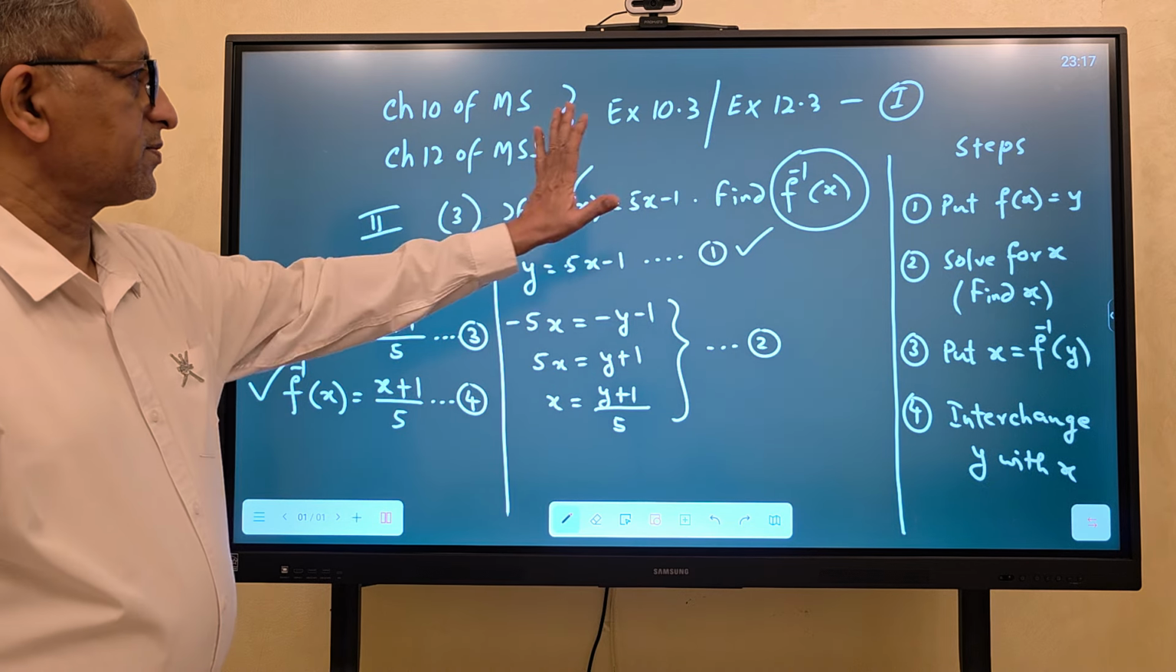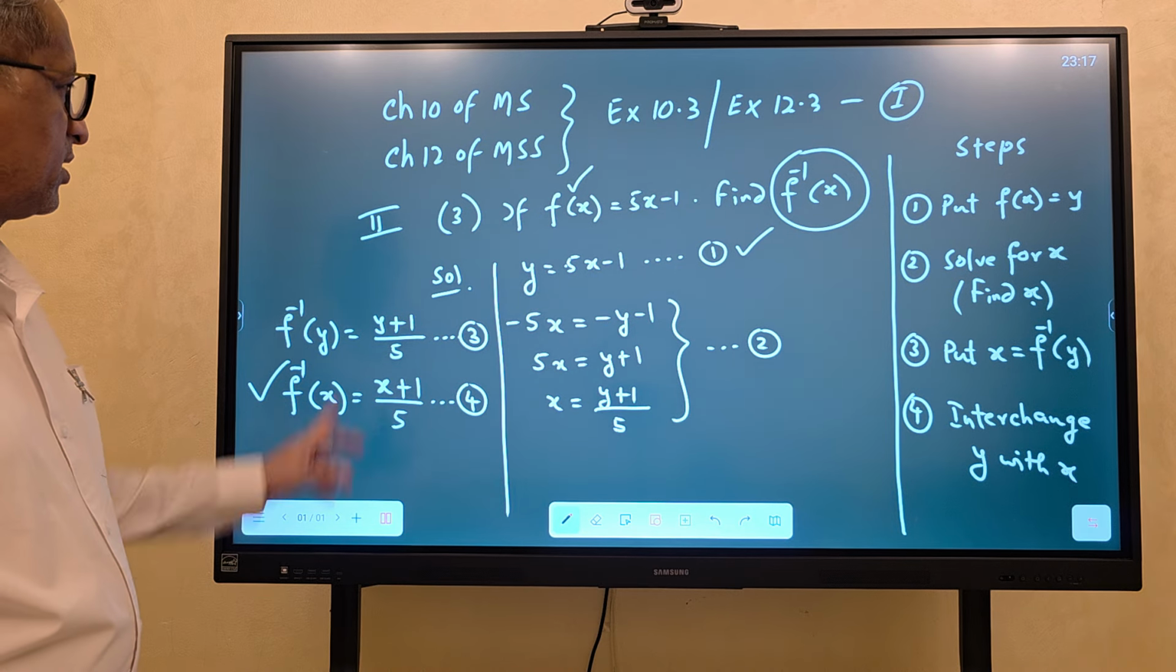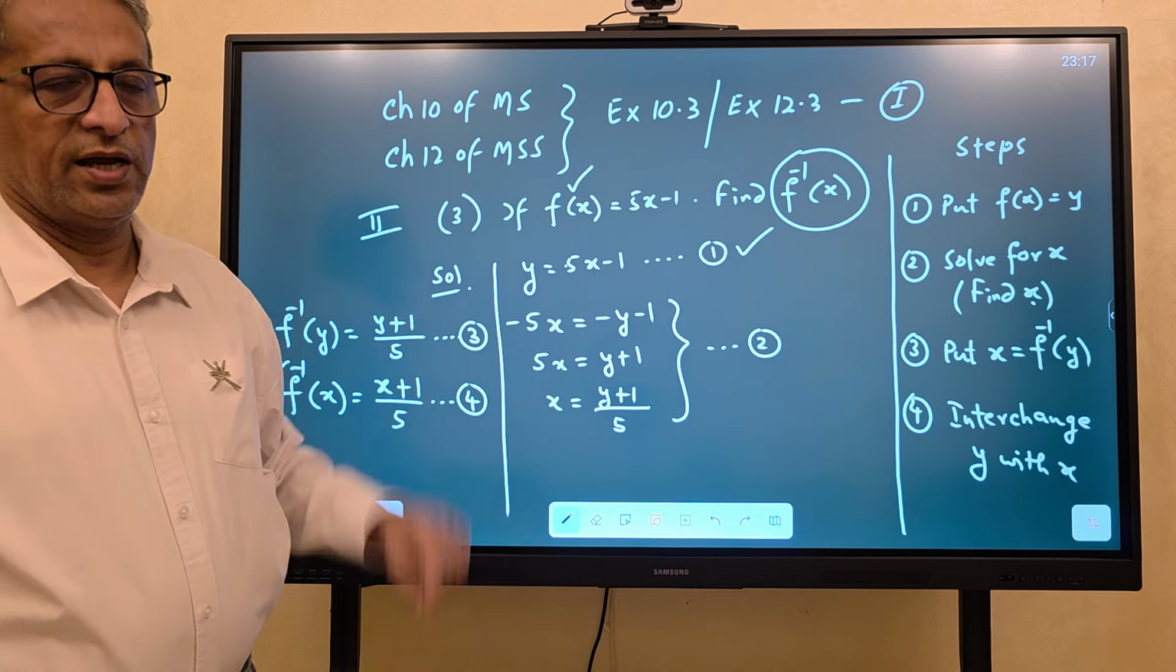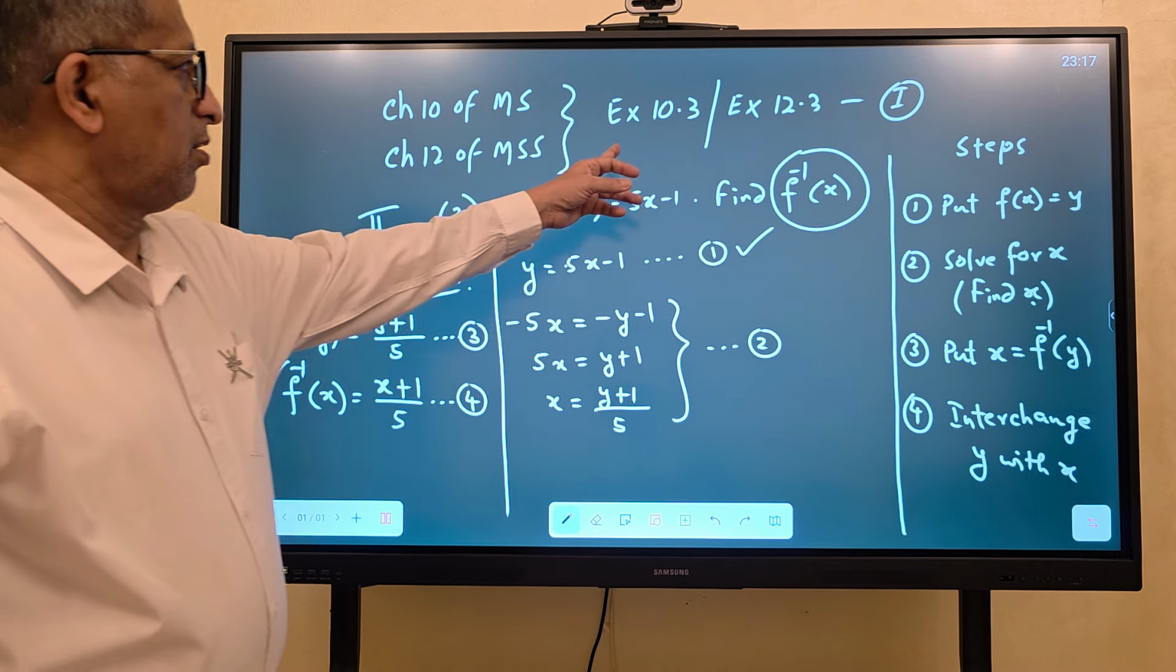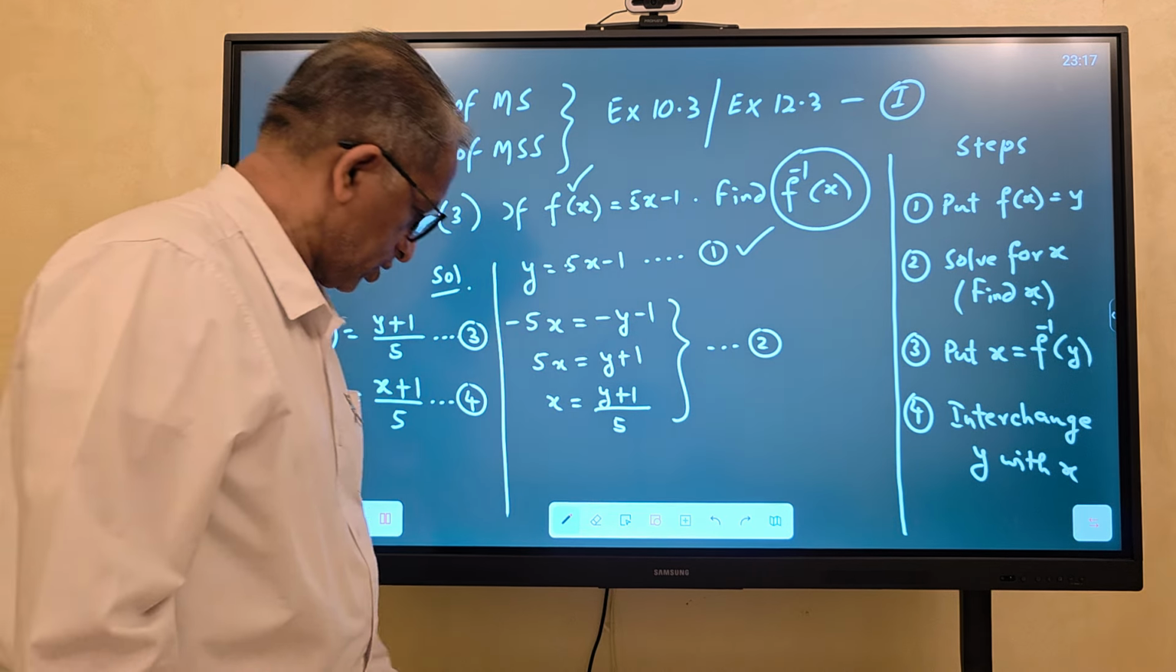These are the 4 steps we follow to solve all the examples in the second part of exercise 10.3 of Maths for Sciences, 12.3 of Maths for Social Sciences.